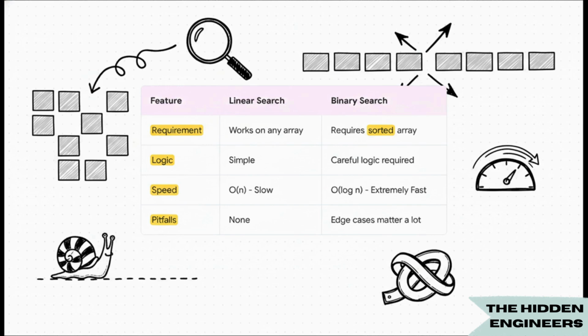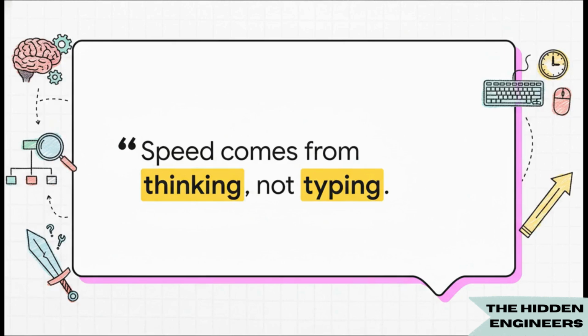The right choice is going to depend entirely on the conditions you're given. And really, this is the key lesson here. The truly fast solution, the elegant solution, isn't about how quickly you can type out code. It's about pausing for a second, thinking through the problem, and choosing the right tool for that specific job.